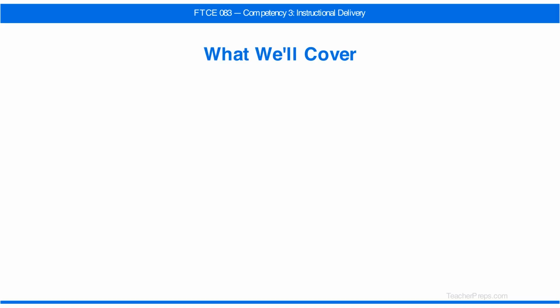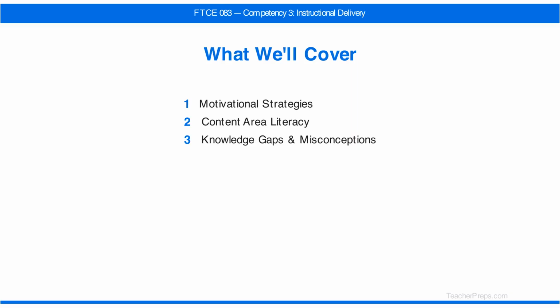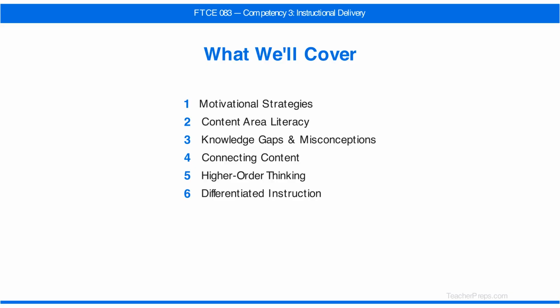Here's what we'll cover in Competency 3. First, motivational strategies, including intrinsic versus extrinsic motivation and self-determination theory. Second, content area literacy and how to teach reading across disciplines. Third, analyzing knowledge gaps and addressing student misconceptions. Fourth, connecting content to real life and across disciplines. Fifth, higher-order critical thinking and questioning strategies. Sixth, differentiated instruction using Tomlinson's model. Seventh, providing effective feedback. And eighth, accommodating all learners, including students with IEPs, 504 plans, English language learners, and gifted students. Let's jump right in.